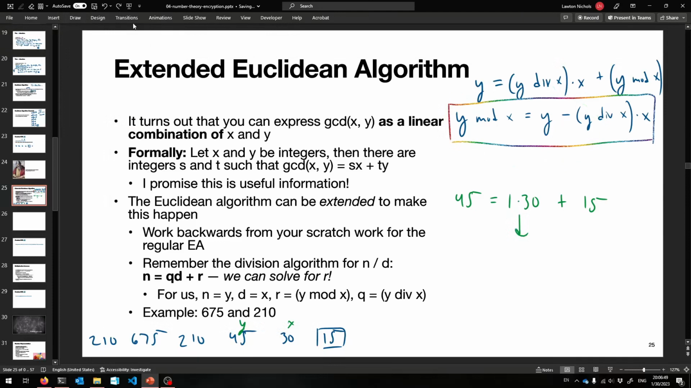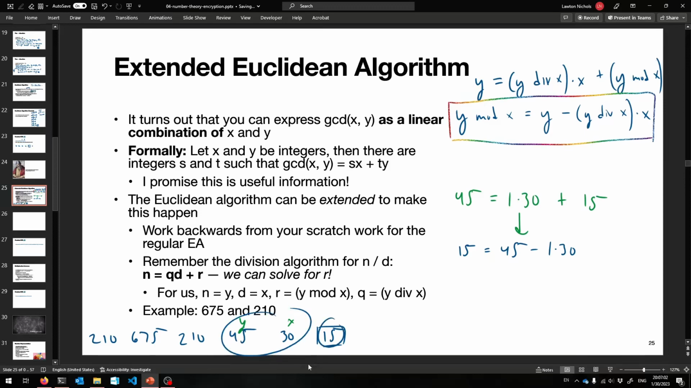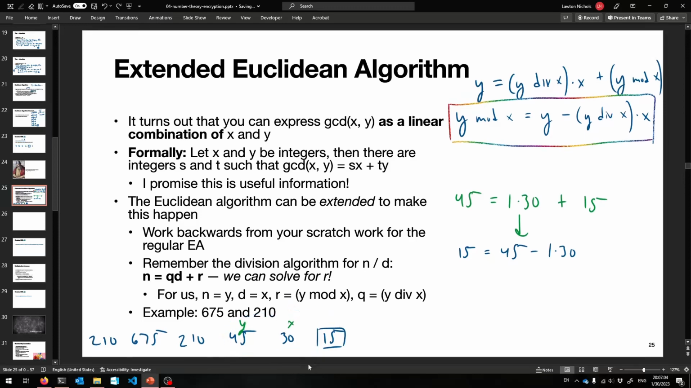So that means we can solve for the 15. 15 is equal to 45, right, minus 1 times 30. And that's a linear combination of 45 and 30. So I've just expressed 15 as a linear combination of 45 and 30, and now watch what I can do. I can keep on plugging things back in, all right? Because I'm going to just keep on working from right to left. What is 30, right? I have a value for 30, too.